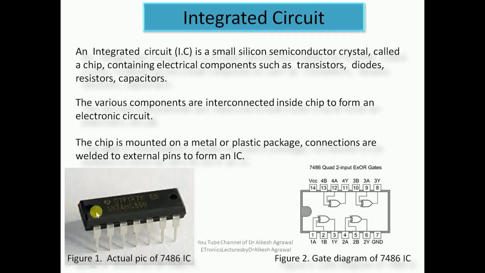Here you can see a groove, and the first pin below this groove is the first pin. So this is the first, second, third, fourth, fifth, sixth, seventh from left to right, and then on the other side the pin numbering starts from right to left. So we have 8, 9, 10, 11, 12, 13, and 14. You can see in the figure.